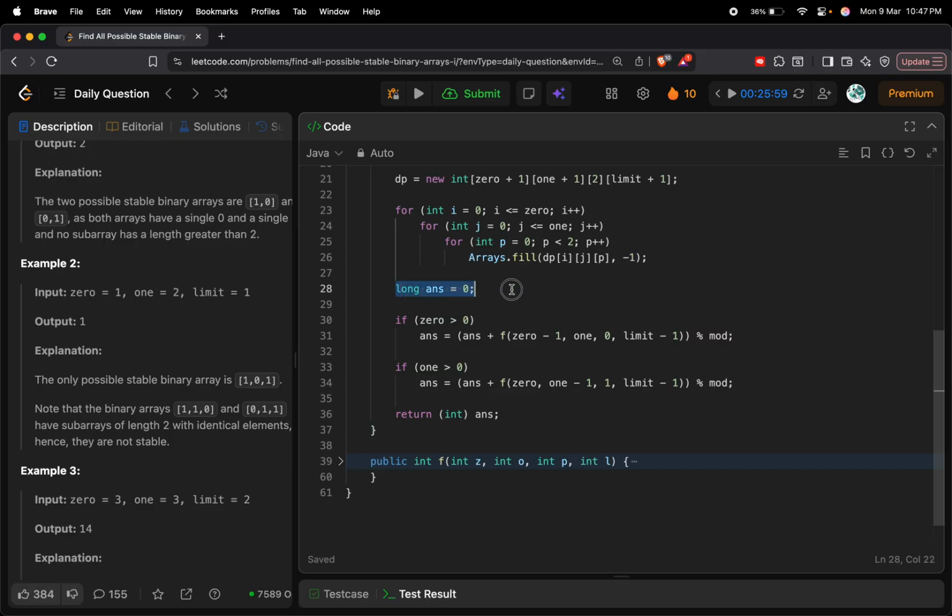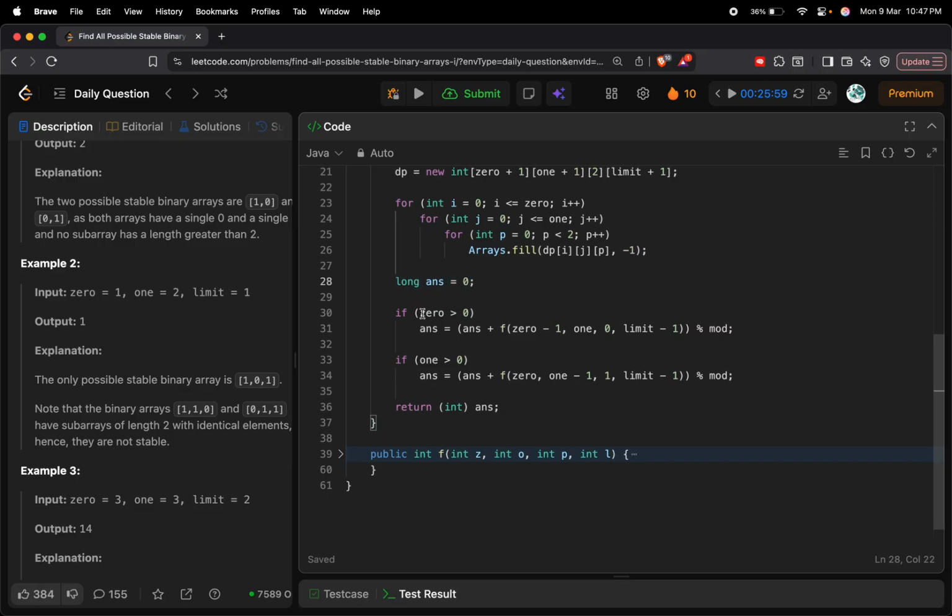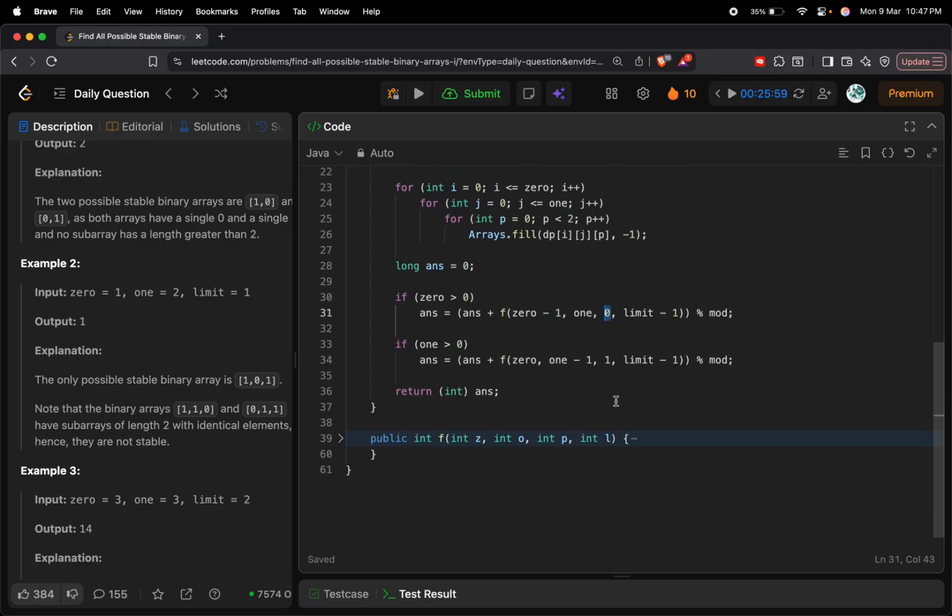Now I can either choose to start with 0 or I can choose to start with 1. If I choose to start with 0, then I have already utilized 1 zero, then my limit for zeros will also reduce by 1. If I choose to start with 1, then I've already utilized 1 one from it, and then my limit will also reduce by 1, and I will say that my previous will be 1 and here my previous will be 0.